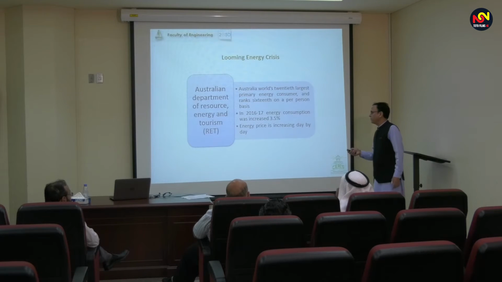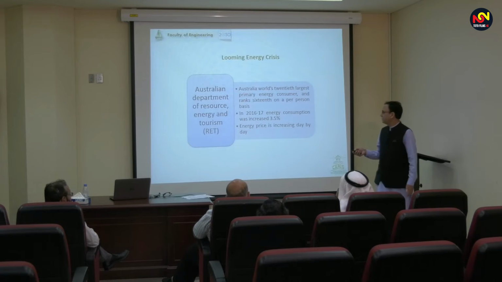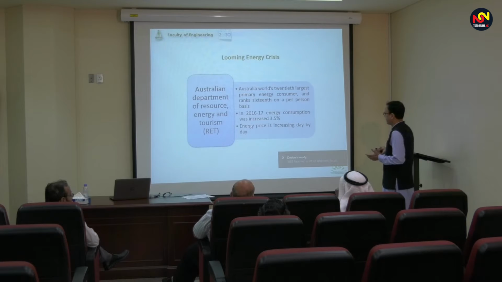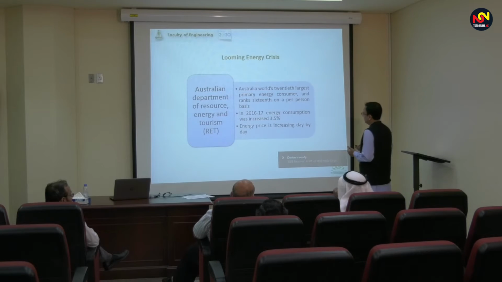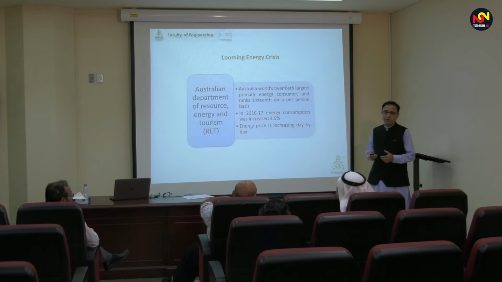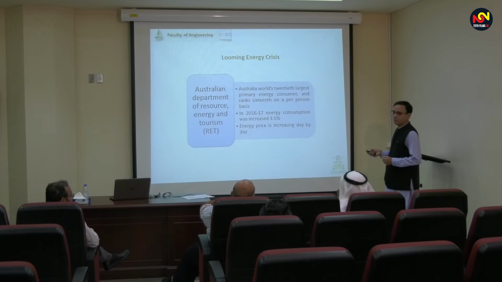From the Australian perspective, Australia is ranked as the 16th highest energy consumption country. And they say that in 2016 to 17, the energy consumption increased by 3.5%, which is a very big amount.